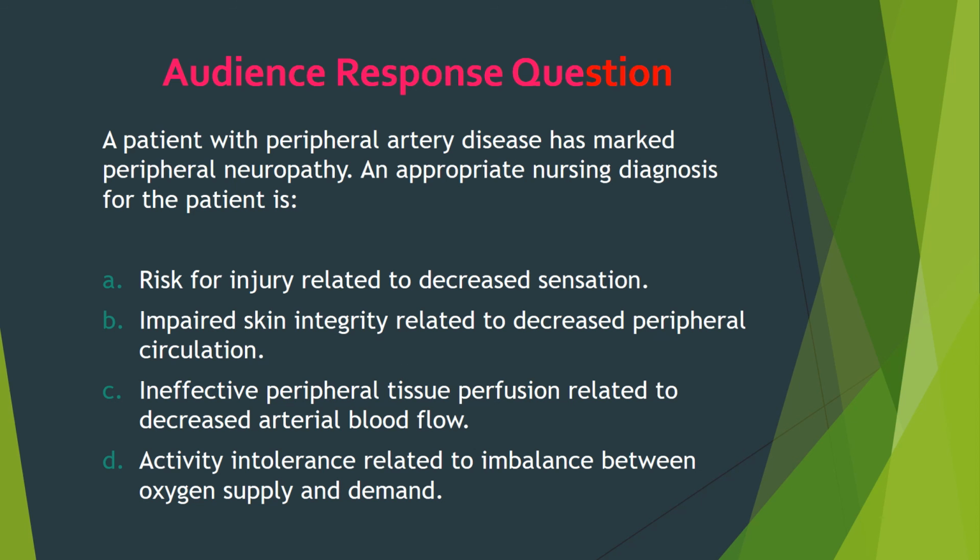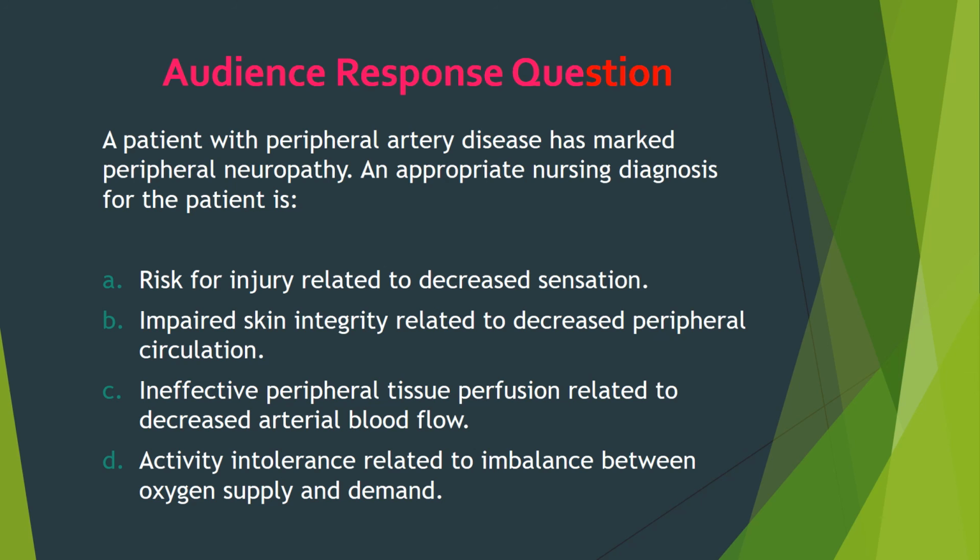So I have a question for you guys. A patient with peripheral artery disease has marked peripheral neuropathy. An appropriate nursing diagnosis for the patient is: A, risk for injury related to decreased sensation; B, impaired skin integrity related to decreased peripheral circulation; C, ineffective peripheral tissue perfusion related to decreased arterial blood flow; D, activity intolerance related to imbalance between oxygen supply and demand.